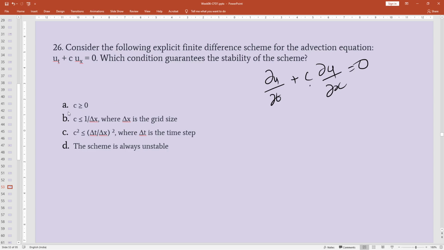So option A is we have a positive c. Option B, c is less than or equal to 1 by delta x, where delta x is the grid size. Option C, c squared is less than or equal to (delta t by delta x) whole squared, where delta t is the time step and delta x is the grid size. Option D, the scheme is always unstable. Try to answer the question.